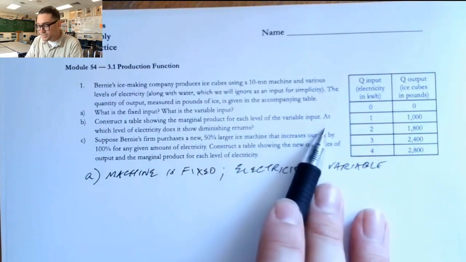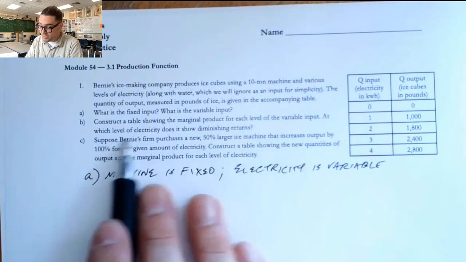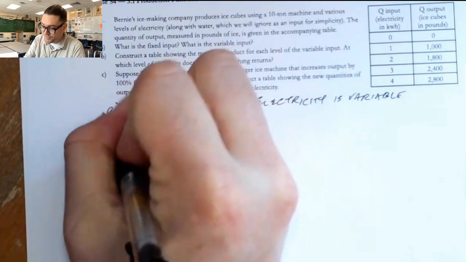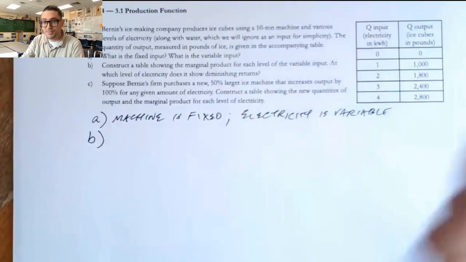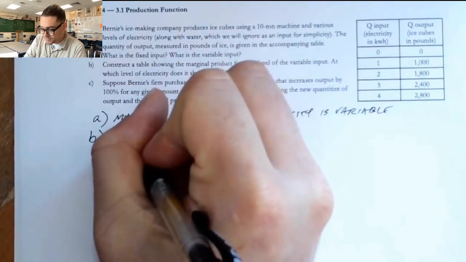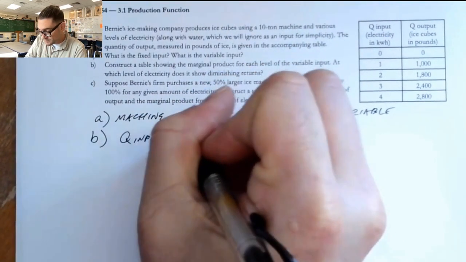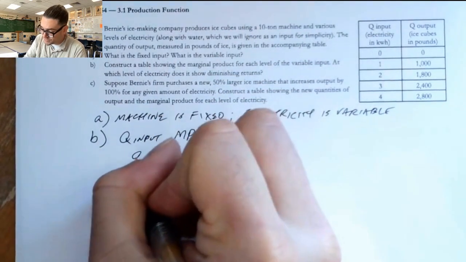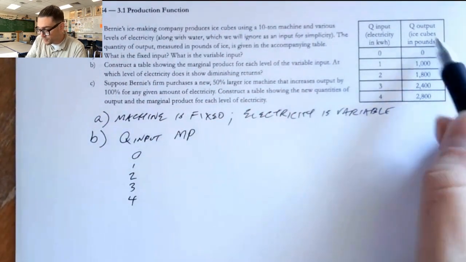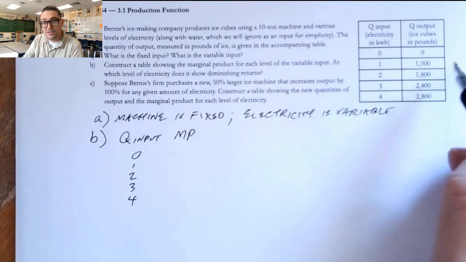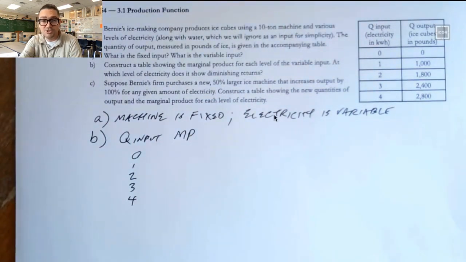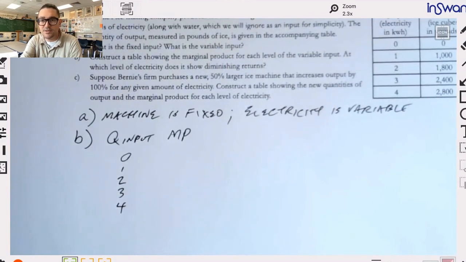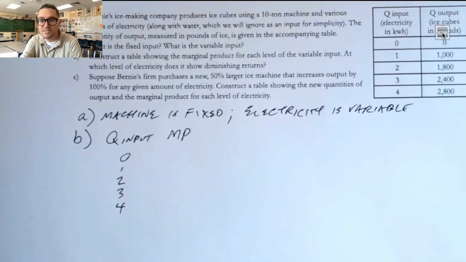B, construct a table showing the marginal product for each level of the variable input. At which level of electricity does it show diminishing returns? So we're going to put that table here, although we could just do this from up here. We'd say Q input, and then the marginal product, which is what we're looking for. So 0, 1, 2, 3, and 4. And then these marginal products are going to be the change in the product generated from an additional unit of input. I'm going to zoom in just a little bit on these, hit focus. Hopefully we can see that.